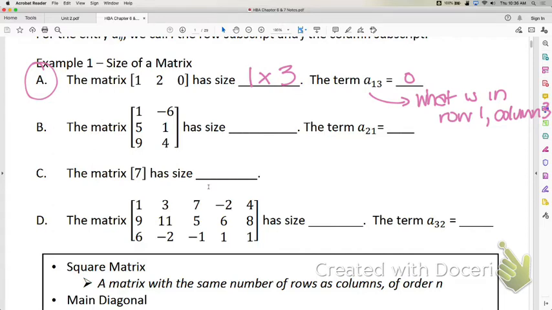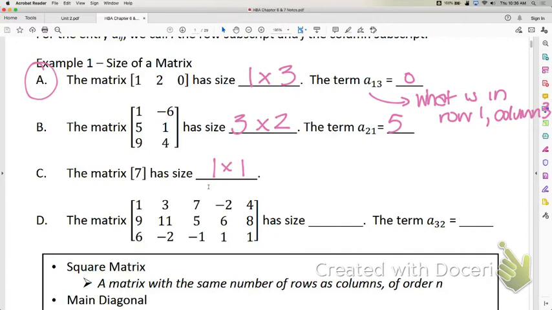Okay, so then if I look at B, how many rows does that matrix have? 3. And how many columns? 2. So I would call it 3 by 2. So then using that same notation again, A sub 2, 1, I look at row 2, column 1. What number is there? 5. And C is a special matrix. It's a very teeny tiny one. It has how many rows, how many columns? 1 by 1. We won't talk about A sub anything there because there's only one entry.